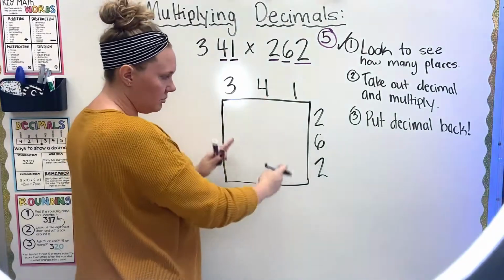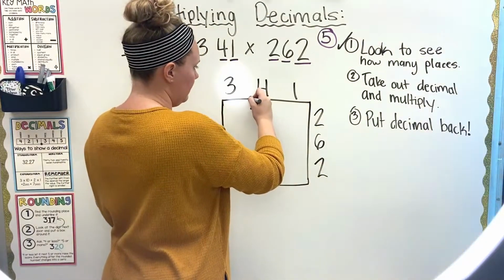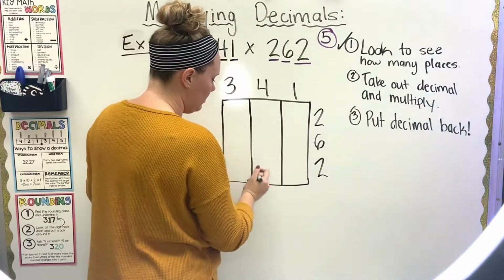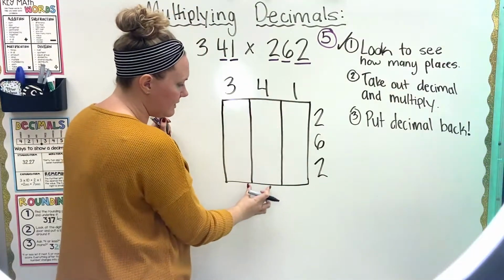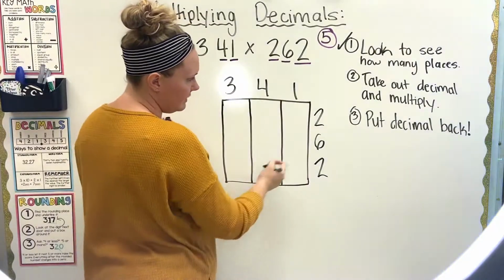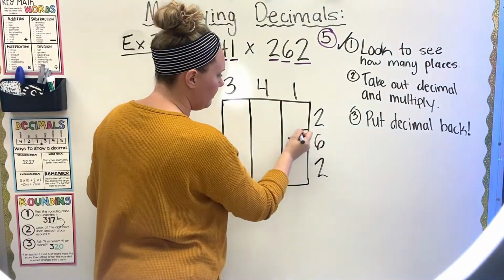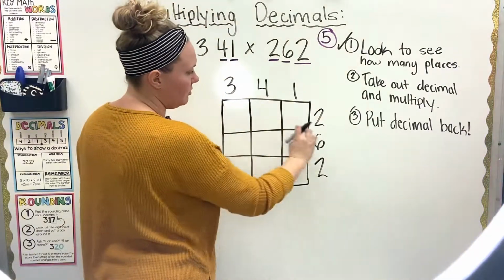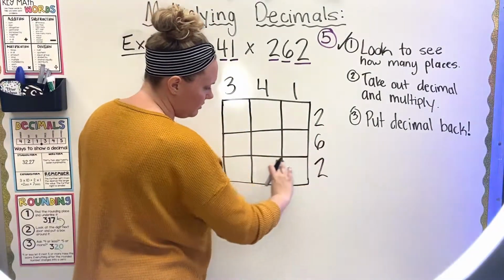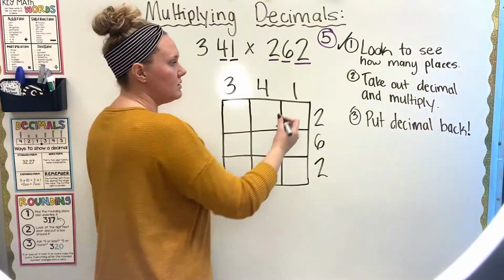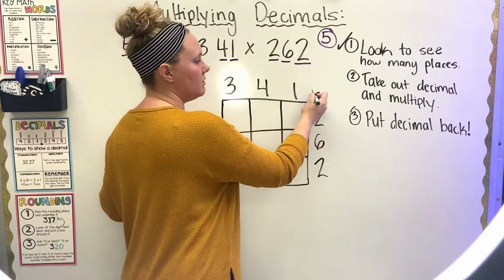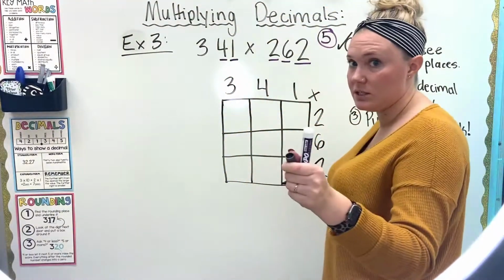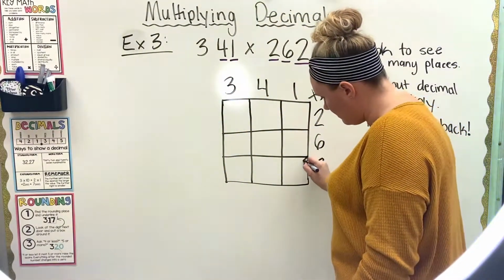Each number needs its own place to be, so I'm going to split it up. 3 has its own place, 4 has its own place, 1 has its own place. Now I need to do the same thing over here. 2 has its own place, 6 has its own, 2 has its own. All right, so I'm going to add my little multiplication symbol to remind myself I'm multiplying this way, and now I'm going to split my boxes. Now this is where you can get easily messed up.